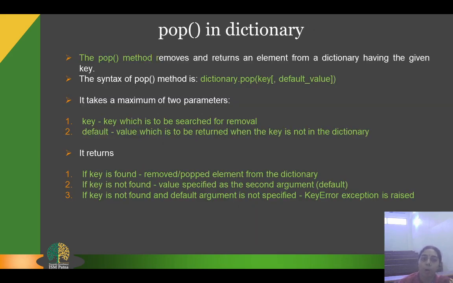The next method is the pop method. The pop method removes and returns an element from a dictionary having the given key. The syntax of the pop method is dictionary.pop(key). It takes a maximum of 2 parameters. Key, which is to be searched for removal. Default value, which is to be returned when the key is not in the dictionary. It returns the value if the key is found. If the key is not found, the value specified as the second argument will be returned. And if the key is not found and no default is given, then a KeyError will be raised.